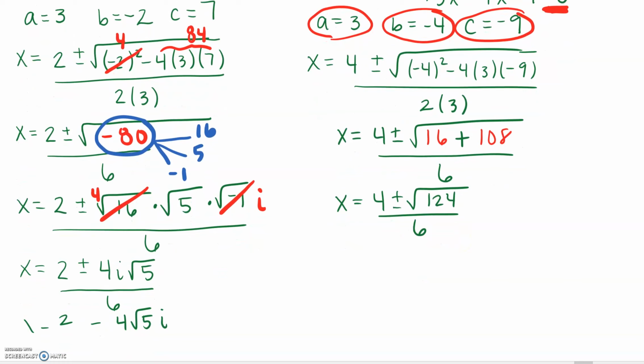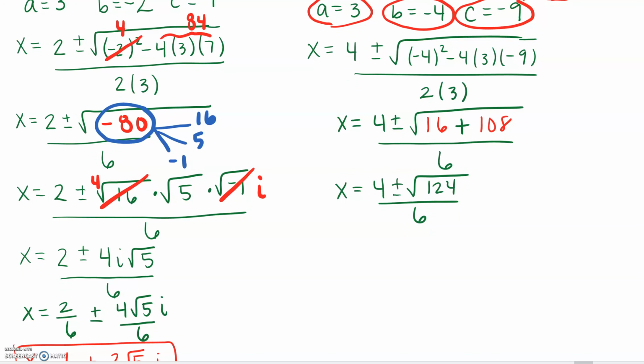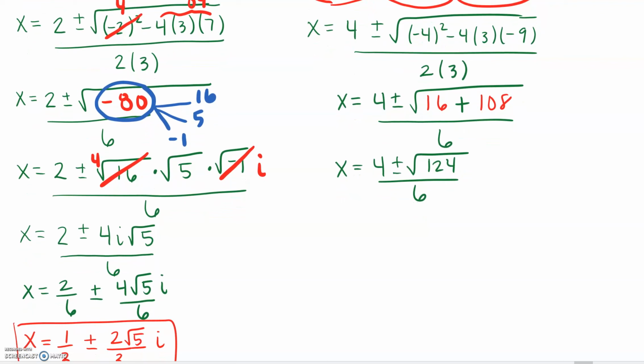Now from here, we want to keep simplifying. Remember on the last problem, we looked at all of the factors of 80, and we tried to find factors that were perfect squares. Now I can't immediately think of factors of 124 that are perfect squares, so I'm going to start by thinking about dividing by 2, because I at least know it's divisible by 2. So if I divide it by 2, I get 2 times 62. Neither one of those are perfect squares, but I know that 62 is still divisible by 2, and I get 2 times 31.